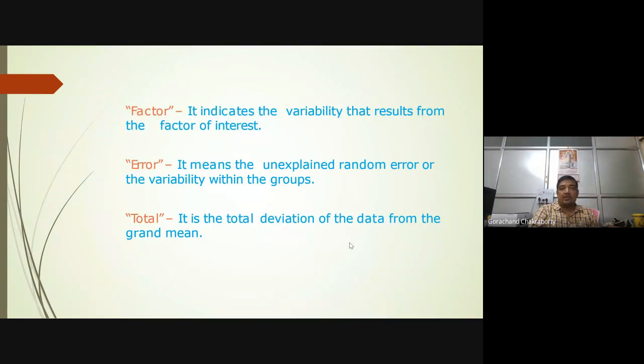Factor indicates the variability that results from the factor of interest. Error means the unexplained random error, or the variability within the groups. Total means the total deviation of the data from the grand mean. This is actually deviation.